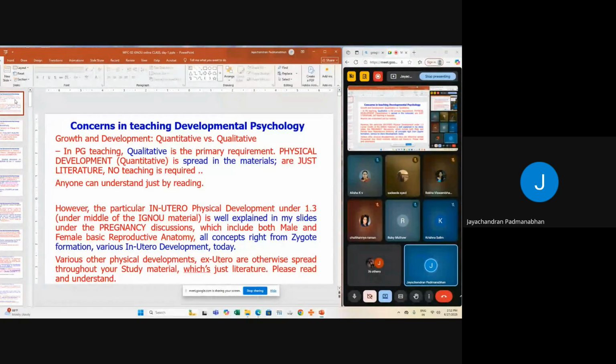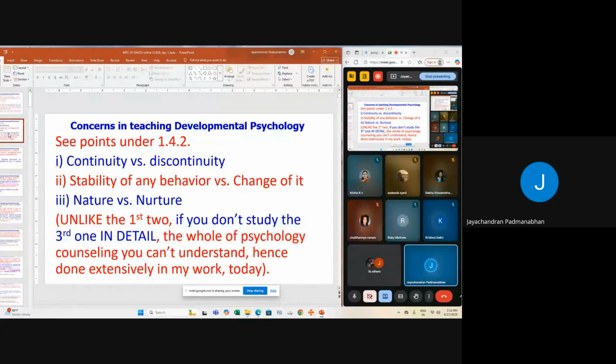This is why, because all these things must be studied, you may wonder why this is to be studied by a psychologist. Suppose you are getting an appointment, a posting in a gynecology department. You must know the in utero development. So various other physical developments ex utero are otherwise spread throughout your study material, which is just literature. Please read and understand. So now, these 3-4 slides are introductions about the MPC2, development psychology.